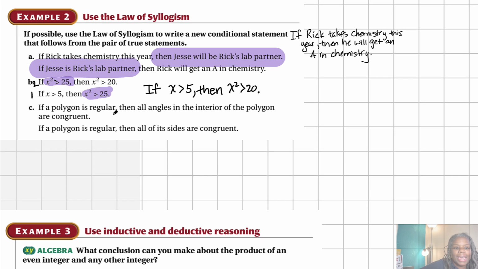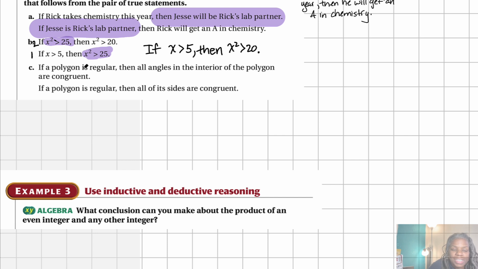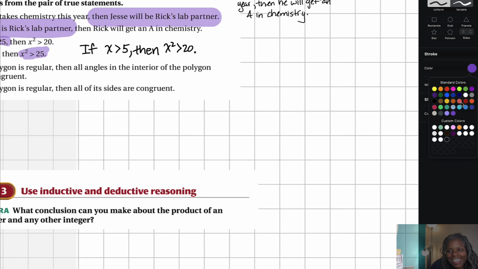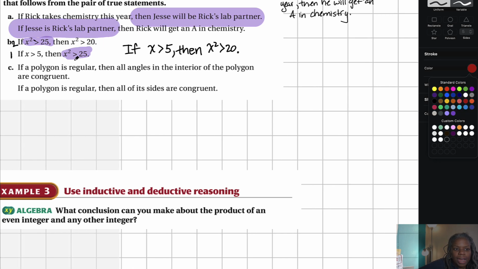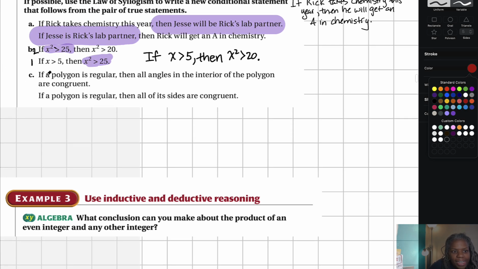Let's go back and look at this last example. It's this last part of example 2. If a polygon is regular, then all angles in the interior of the polygon are congruent. That makes sense. If a polygon is regular, then all of its sides are congruent. Okay, there's something missing here though. What I'm seeing is this. You have a hypothesis that is here and the same exact hypothesis here.